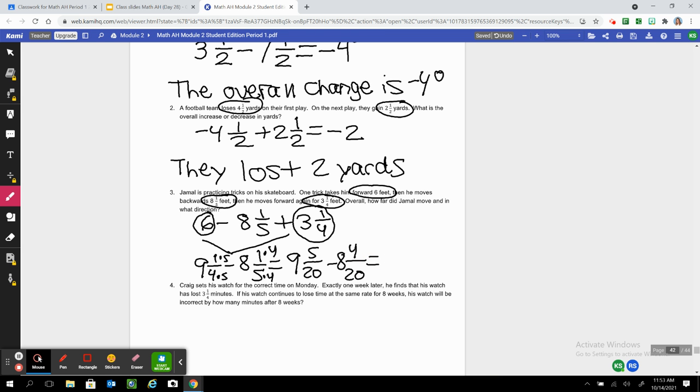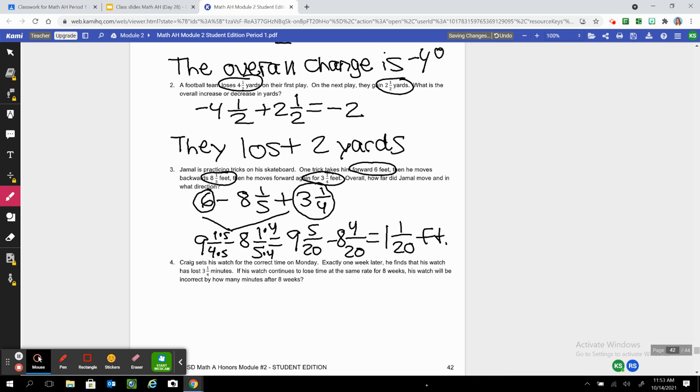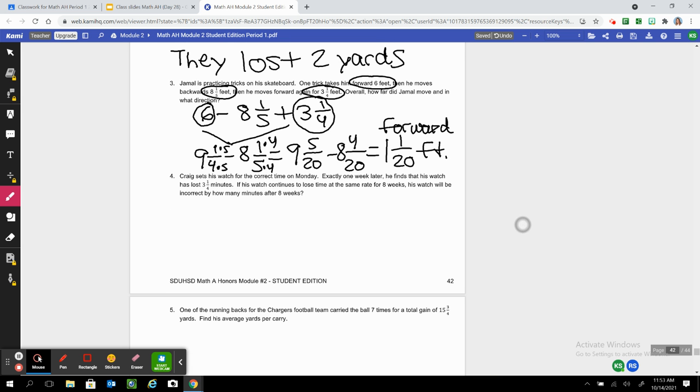Now I can subtract the whole numbers. 9 minus 8 is 1. 5 minus 4 is 1. So this is 1 1/20 feet. So this would be moving forward. So I'm going to write forward here because I ran out of room to write a complete sentence, but forward because it's a positive number. Backwards would be a negative number.